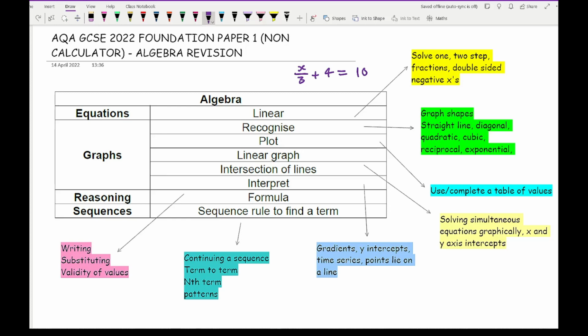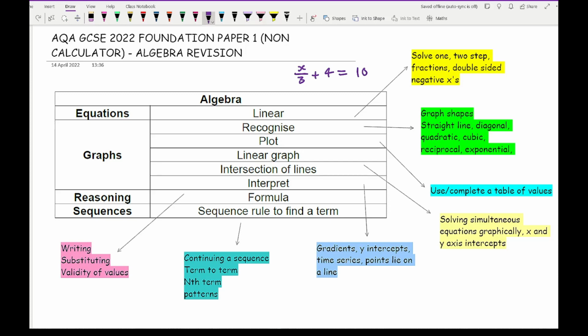In terms of interpreting lines, again, you want to be able to look at gradients and y-intercepts. Also look into time series, so revise that topic, and also when you're asked to see if a point lies on a line. So for example, this is where they may give you a coordinate and then give you a series of equations, or give you an equation and a choice of coordinates, and you've got to select the right one that either lies on the line or doesn't lie on the line, which I've seen in past papers.